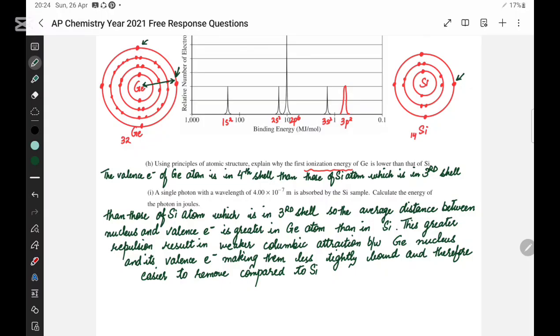Because of the shielding electrons, they are going to offer more repulsion towards the valence electron. Thus there will be a weaker Coulombic force of attraction between the germanium nucleus and the valence electron, making them less tightly bound and therefore easier to remove compared to silicon.